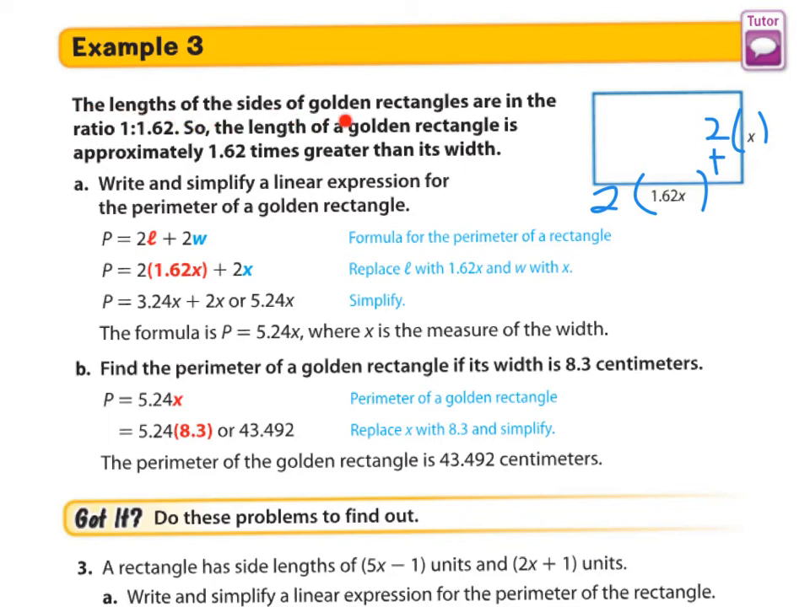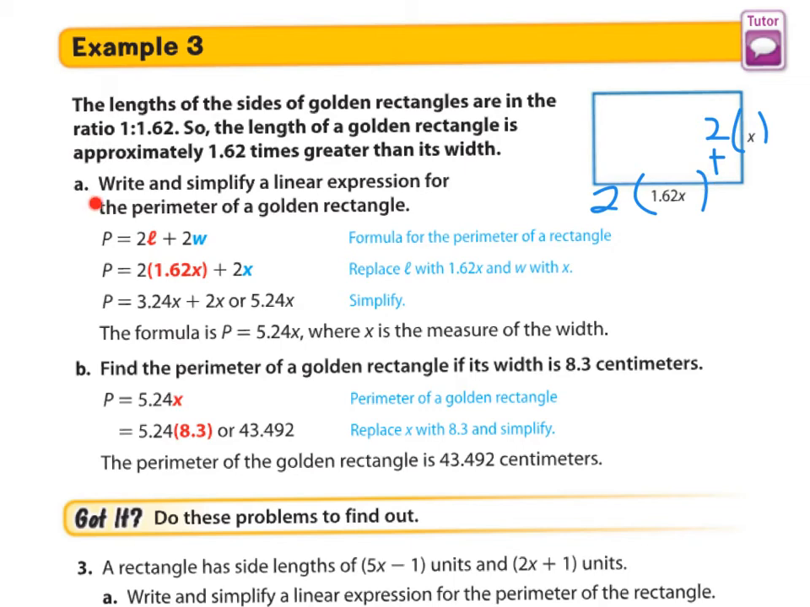The length of the sides of a golden rectangle are in the ratio 1 to 1.62. That makes sense. So the length of the golden rectangle is approximately 1.62 times greater than its width. That makes sense, right? Because here we only have an x, but this one's an x times 1.62. It's that much greater.